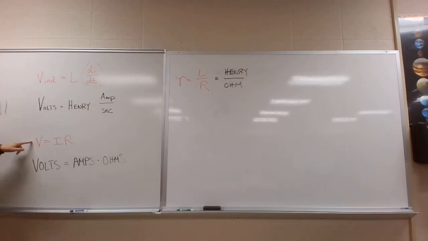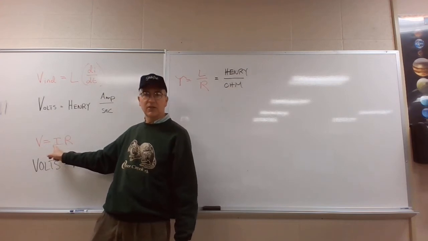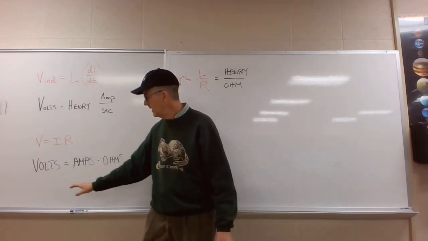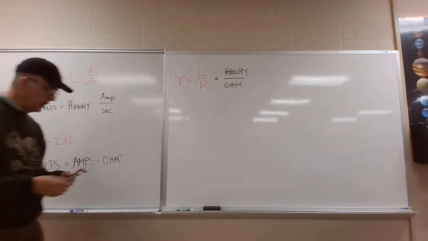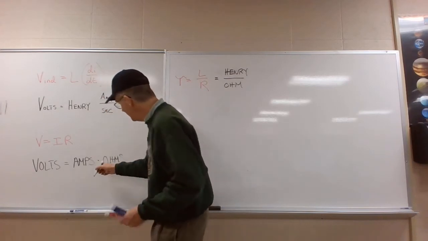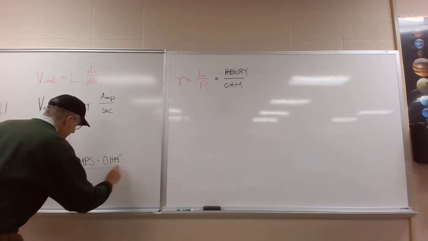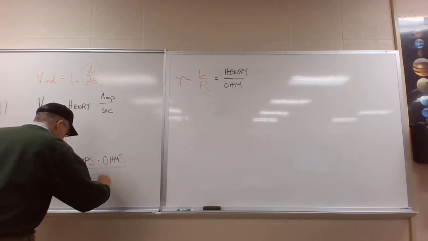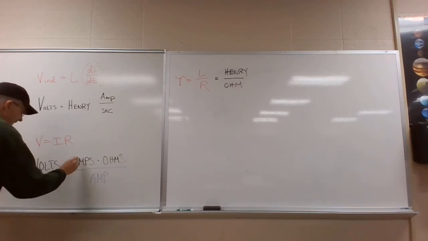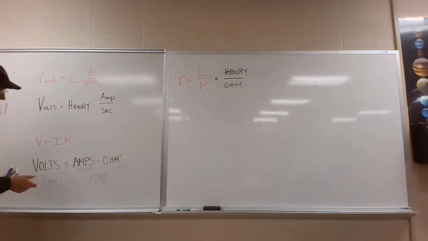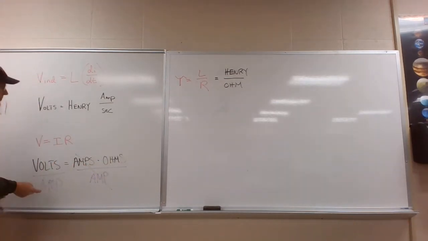Ohm's law is current times resistance. So volts equals amps times ohms. So an ohm, if I divide both sides here by amps, then an ohm is a volt divided by an amp.